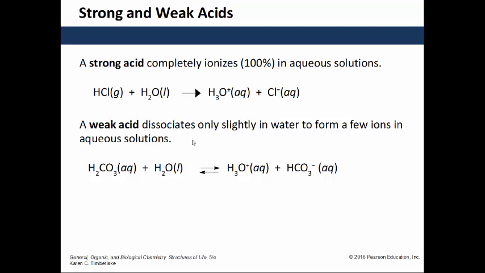But a weak acid will only dissociate slightly in water to form just a handful of ions, and for the most part it will stay together. So H2CO3 combined with water, you'll get some hydronium, but then you still get the bulk of what you get is HCO3-. So strong acid will break up completely, weak acid not break up all that much at all.